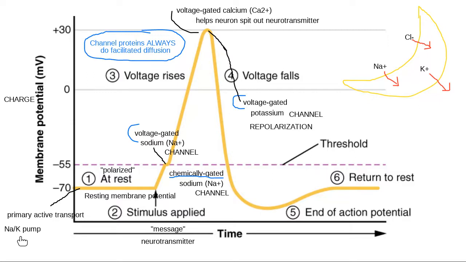Carrier proteins and channel proteins are all transport proteins. But for carrier proteins, we just have two examples, the sodium potassium pump and the sodium glucose pump. Those are my only two carriers. Everybody else that we're talking about on this graph here is channels. It's all channels.